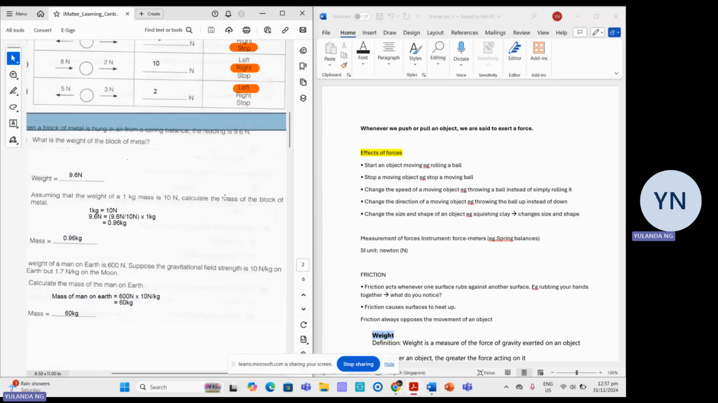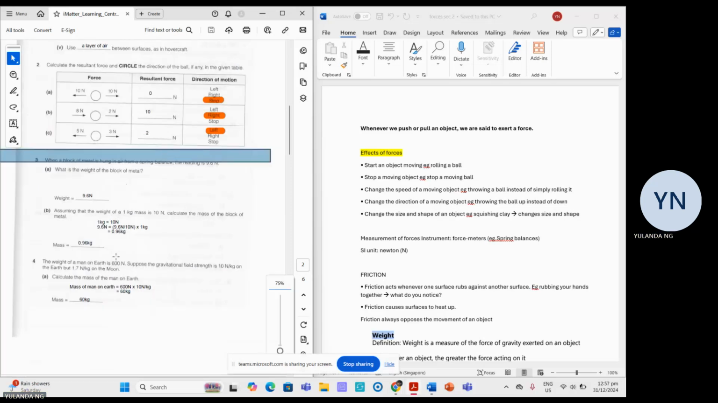So first thing first, what should your unit be? Your final answer should be in kg. If I have 1 kg of weight, which will be equal to 10 newtons, now I have 9.6 newtons here. So when you do the calculation, you get 0.96 kg.